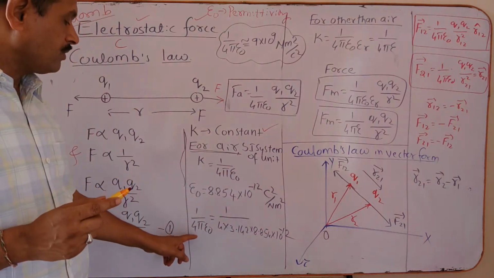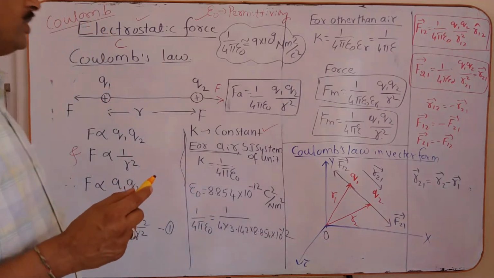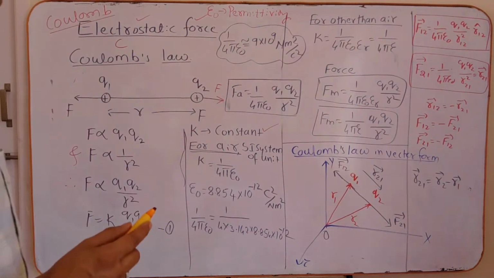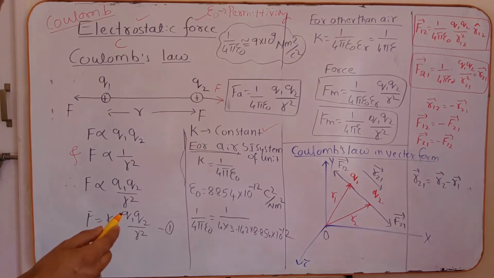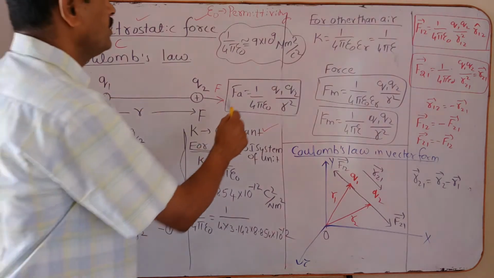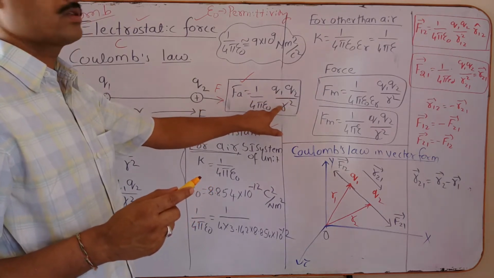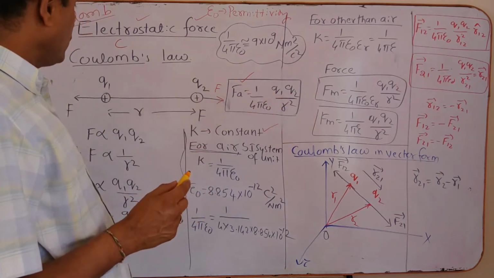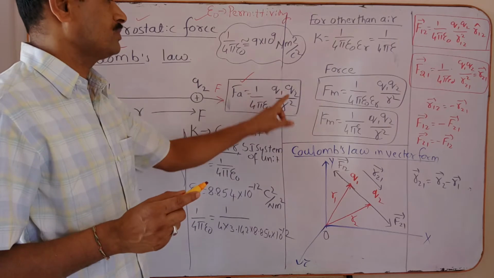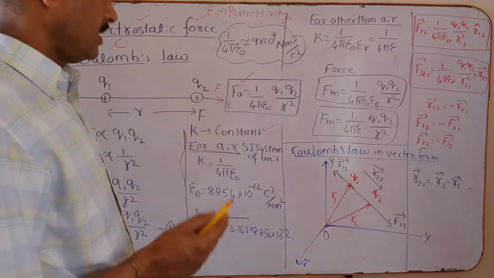Now, 1 upon 4 pi epsilon naught is 1 upon 4 into 3.14 into 8.85 into 10 to the power of minus 12, and you get the value 9 into 10 to the power of 9 Newton meter square per Coulomb square. When the charges are placed in air medium or free space, at that time the force F is equal to 1 upon 4 pi epsilon naught Q1 into Q2 upon R square. Instead of K, I have to write 1 by 4 pi epsilon naught. This is the expression of the electrostatic force between the two point charges when the two charges are placed in air medium or free space.